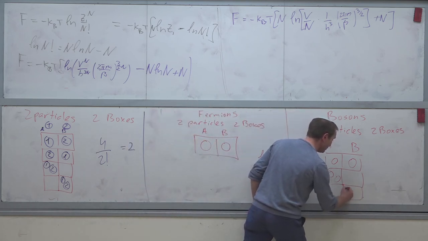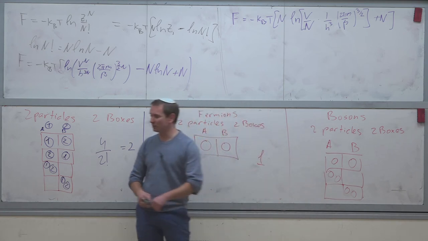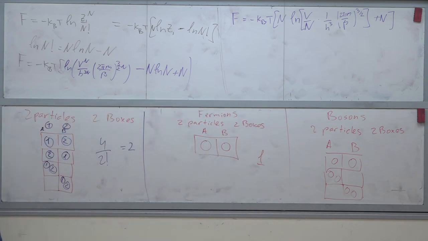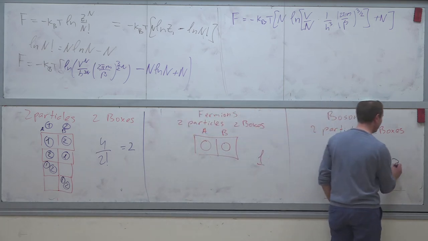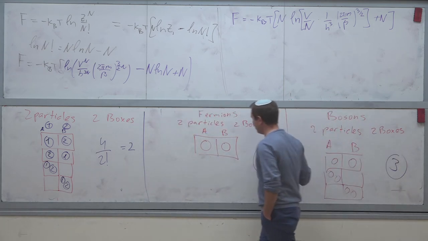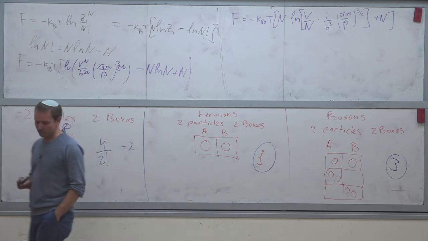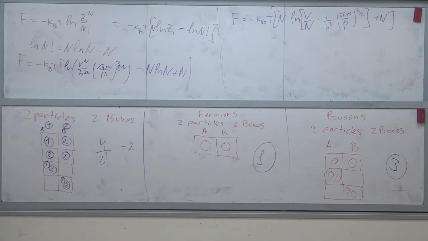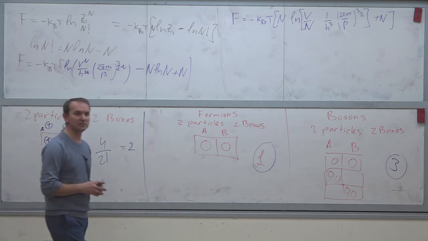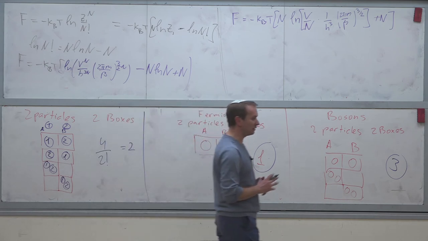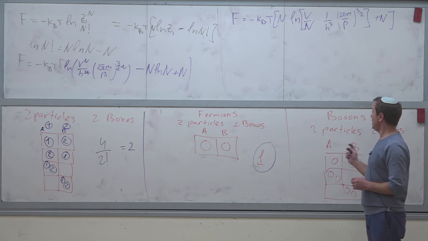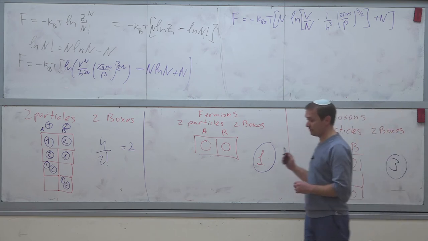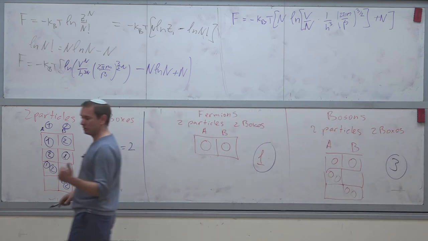I can also have a situation when the two particles occupy the second box. So in total, the number of states for this system is 3: 1, 2, and 3. So what we see is that Boltzmann statistics is somewhere in between the fermion behavior and the boson behavior. But this is wrong, intrinsically wrong.